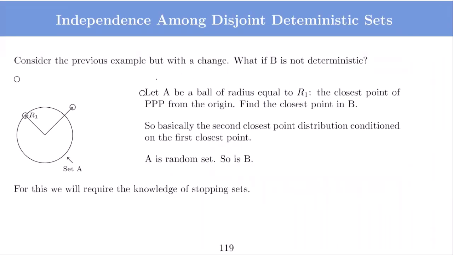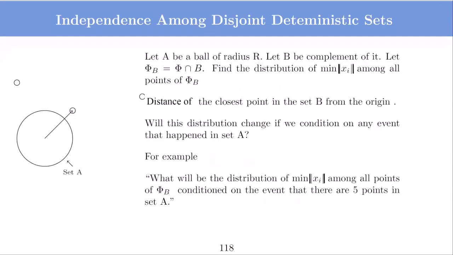So what you can say is A and B are independent and disjoint. Whatever is happening in A should not affect B. So the distribution of the distance of the (n+1)th closest point, conditioned on there being n points in the ball of radius r, should not depend on n.